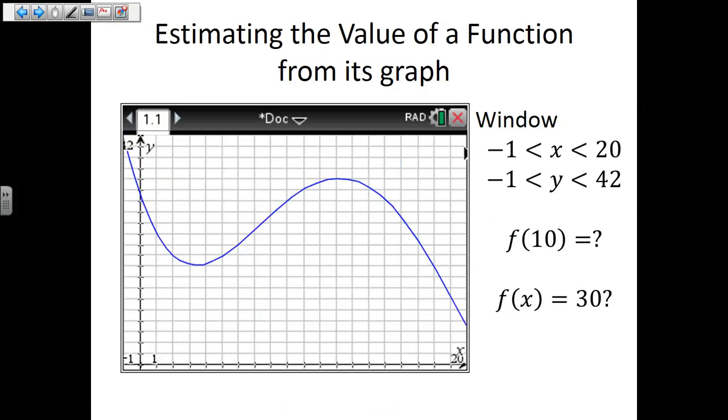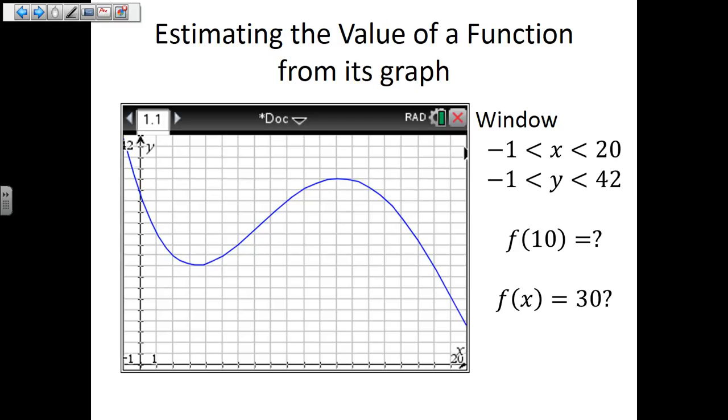Now, let's talk about estimating the value of a function from a graph. So here I have a graph actually made from my Inspire. Don't really worry about what the function is that I used, because we want to use the graph to find out what f of 10 is. That is, what value do we get out of the function when we plug 10 in. And we also want to find out when this function equals 30.